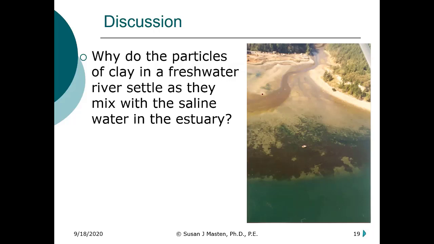And those particles can flocculate, or if the water is quiescent enough, there's some mixing, and then they settle out. Basically, this is the way a delta is formed in a river as that river hits the estuary.